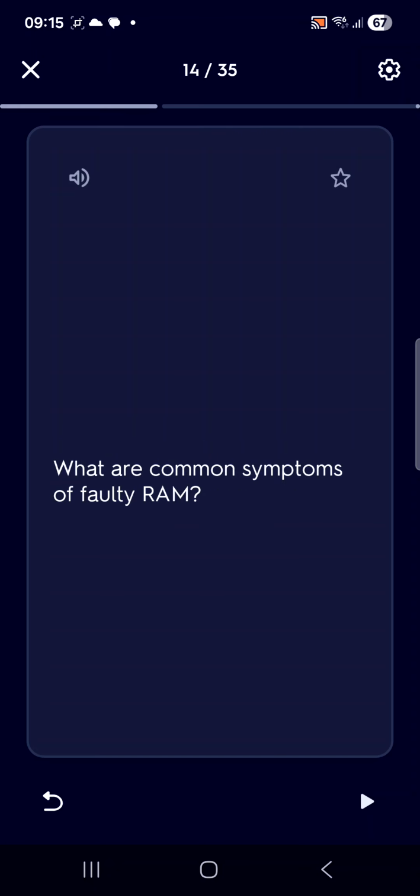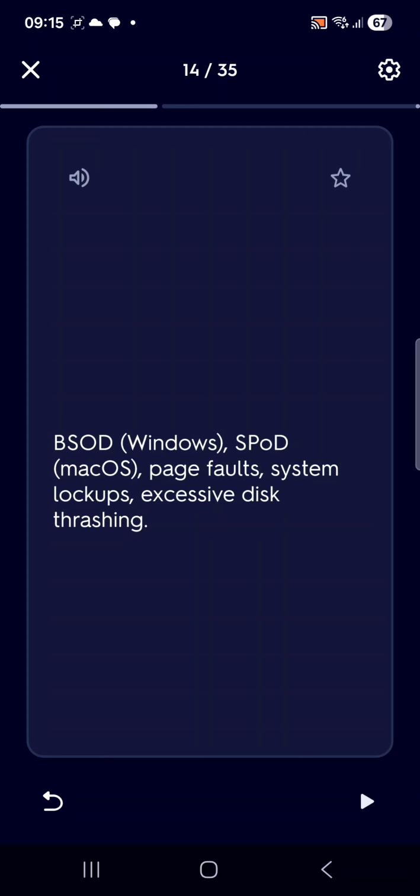What are the common symptoms of faulty RAM? BSOD, what does that stand for? Blue screen of death in Windows. And SPOD stands for spinning pinwheel of death in Mac OS. Other symptoms are page faults, system lockups, and excessive disk thrashing.